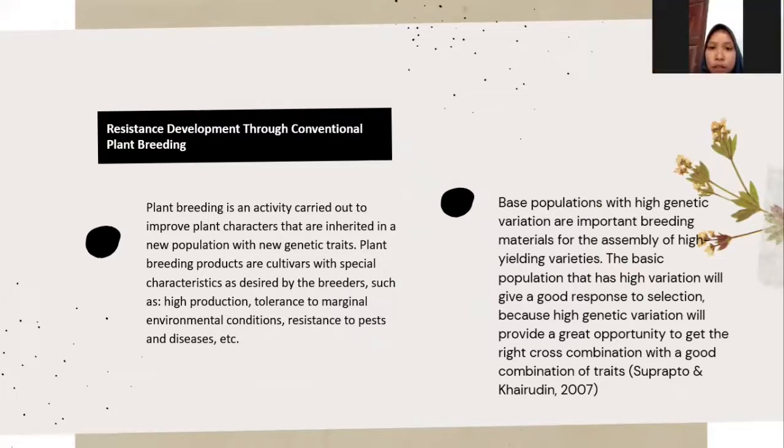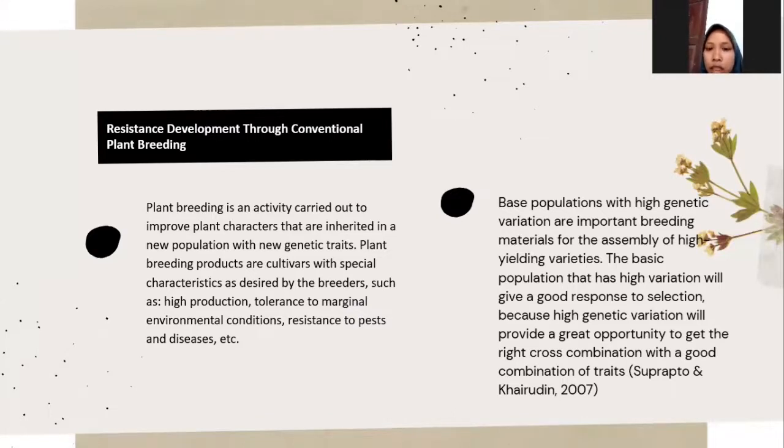Resistance development through conventional plant breeding. First, plant breeding is an activity carried out to improve plant characters inherited in a new population with new genetic traits. Plant breeding products are cultivars with special characteristics as desired by the breeder, such as high production, tolerance to marginal environmental conditions, resistance to pests and diseases, etc.